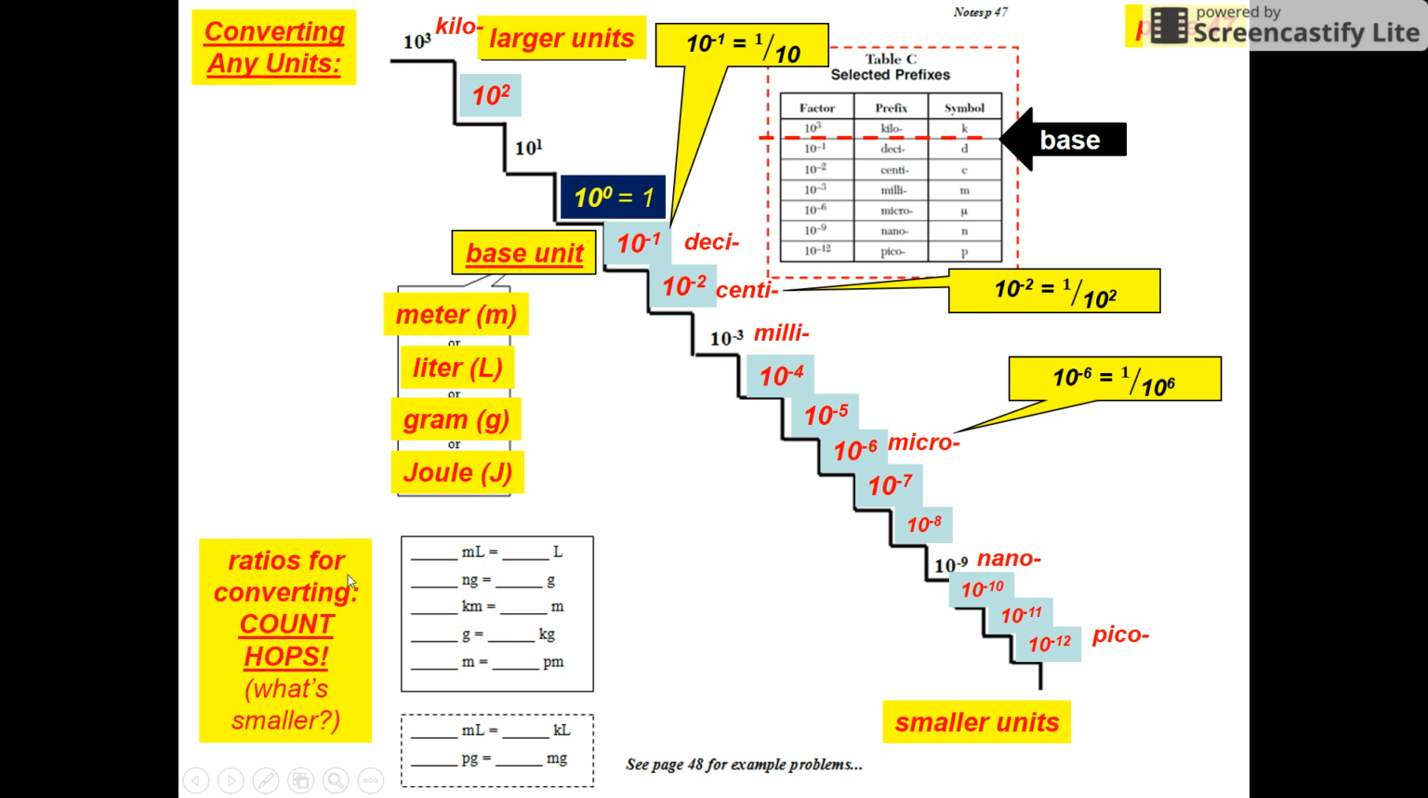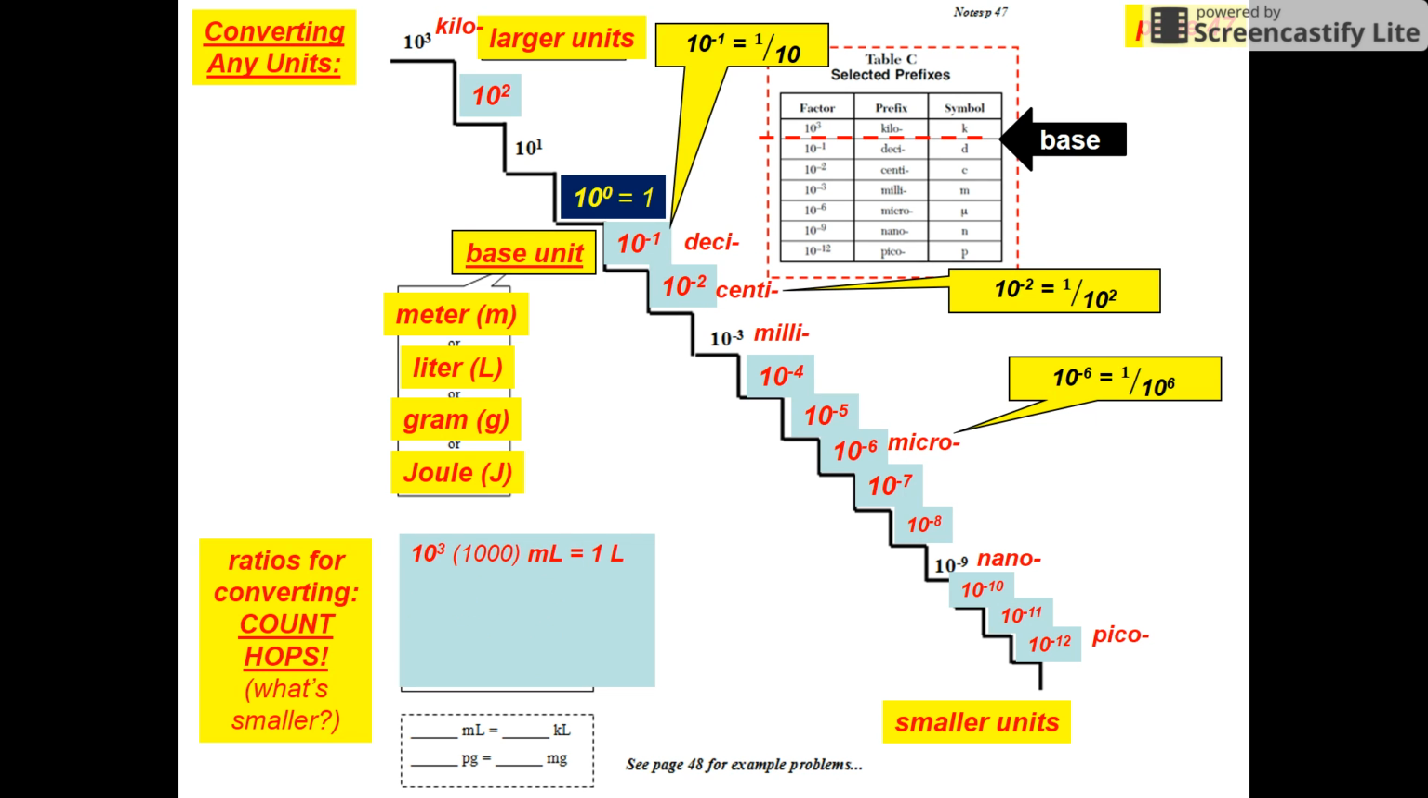Okay, and really all we're doing is we're counting the hops, and we have to remember to take into account what is smaller. Okay, so let's try a couple of these, and it may start to make sense. Again, we're figuring out ratios for converting, and to do that, we're going to count the hops between the different units we're converting on this staircase. And we always have to keep in mind what's the bigger unit, what is the smaller unit.